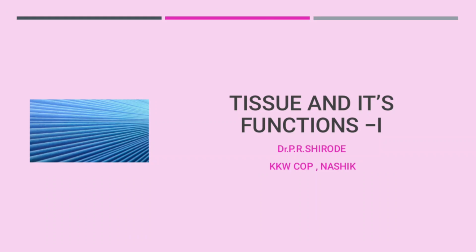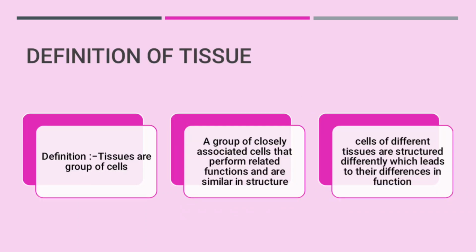Last lecture we have just seen about the cell and its function. Now we have to discuss tissue and its function. So, the definition of tissue: as we know very well, cells are the structural and functional unit of the body. Likewise, cells make a tissue. So tissues are nothing but a group of cells.